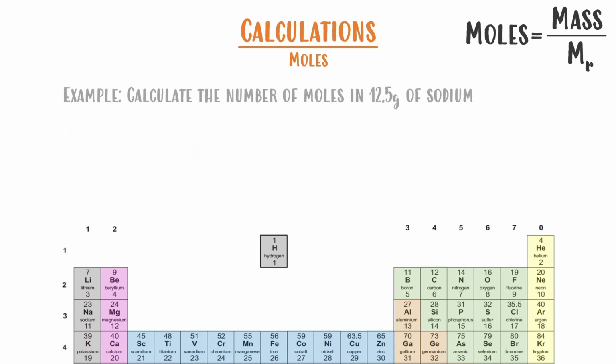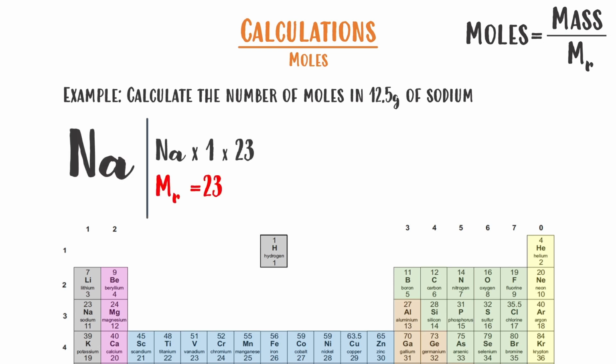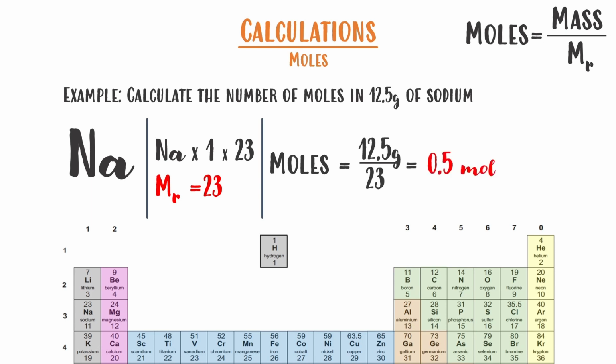Here's another example. Calculate the number of moles in 12.5 grams of sodium. Again, from the previous example, we know that sodium has an MR of 23, and we just input our values again into that formula, where we have 12.5 grams divided by 23, in this case, giving us 0.5 moles.